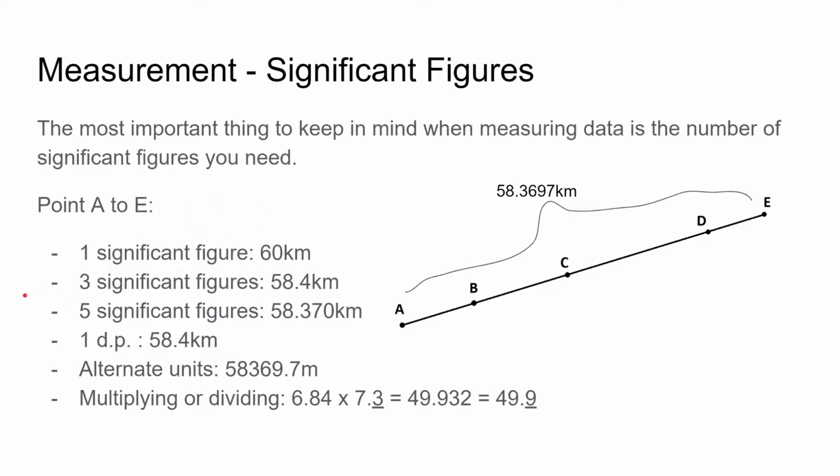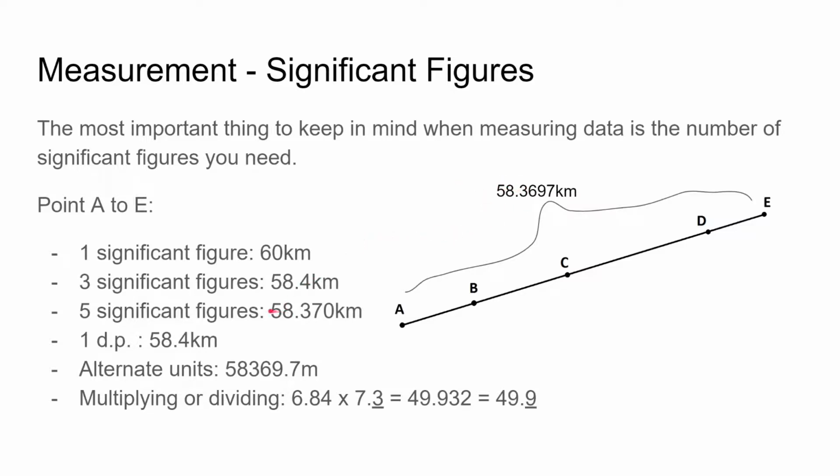Then let's say 3 significant figures. Now what's going to happen? It's pretty simple as well. We go 1, 2, 3. So this is our third significant figure, which is 3. And we look at the number right of it. We see that this number is greater than 5. And so what we'll do is we'll round the 4 up, and it'll become 58.4.